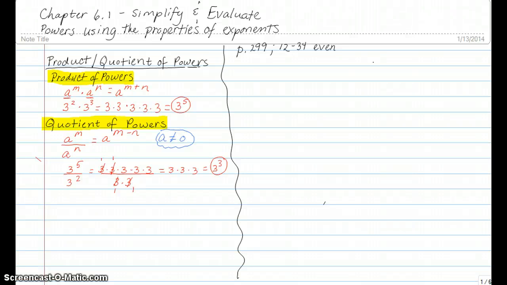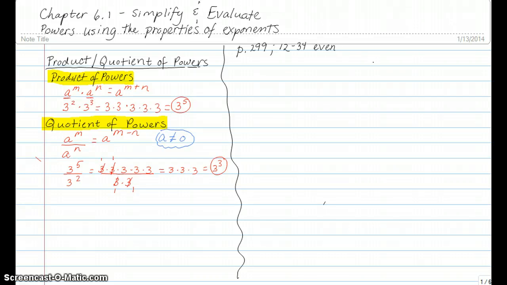Okay, this is the first recording for chapter 6.1, and it's properties of exponents, but what you're going to be working on today is simplifying and evaluating powers using the properties of exponents. So these will be expressions involving powers. So we have the product and quotient of powers property.